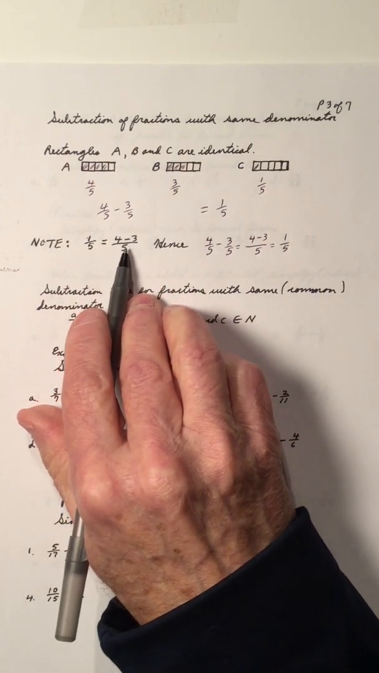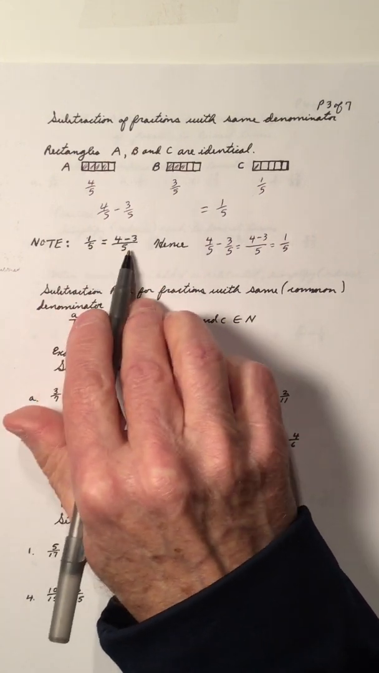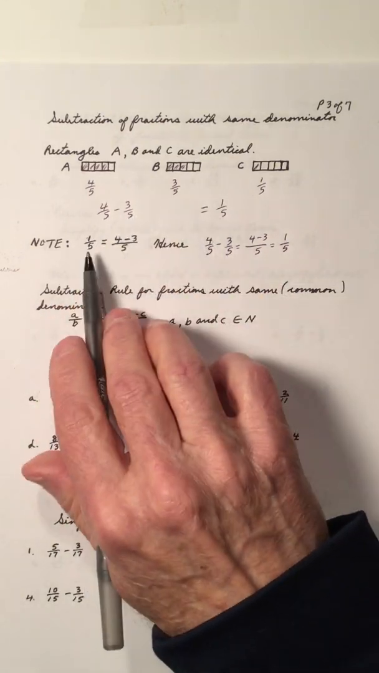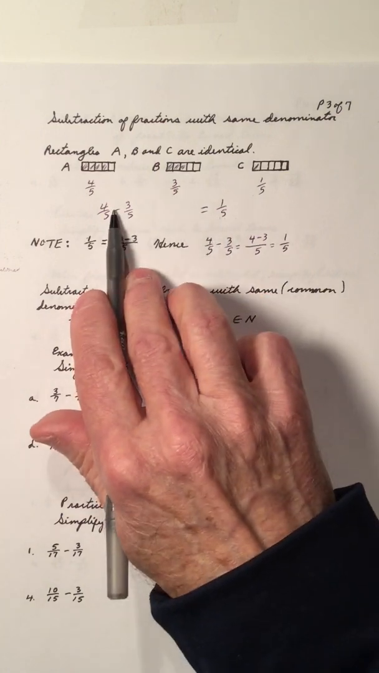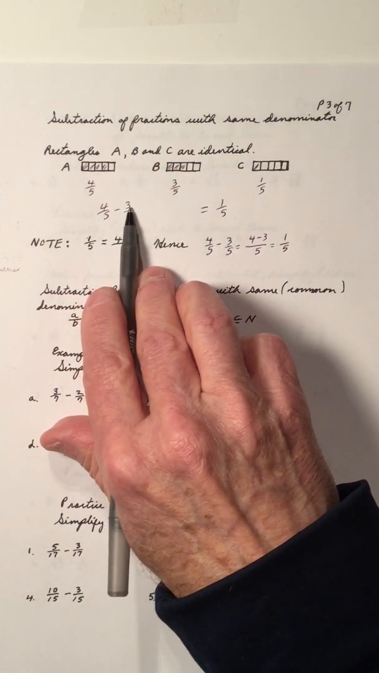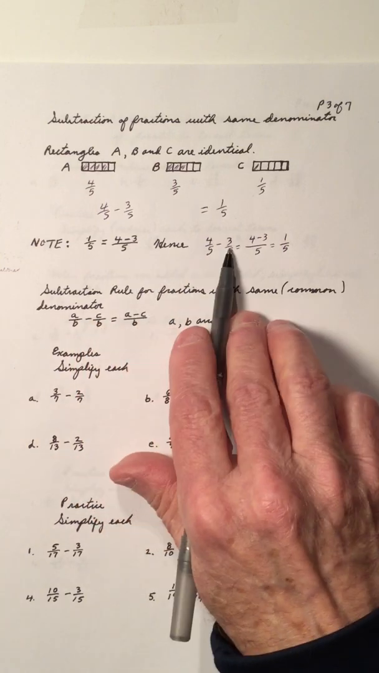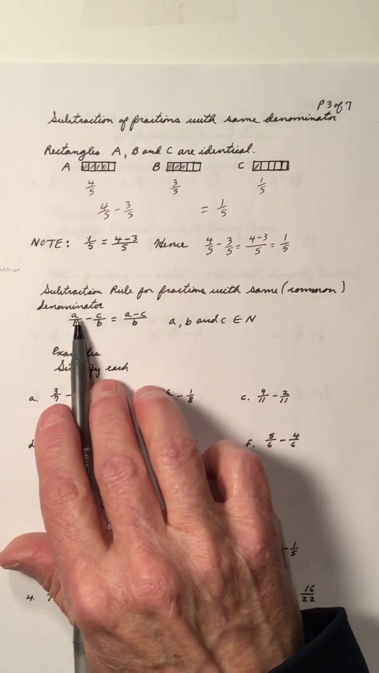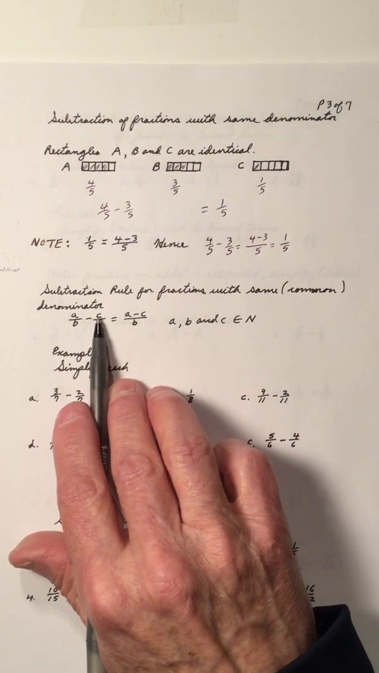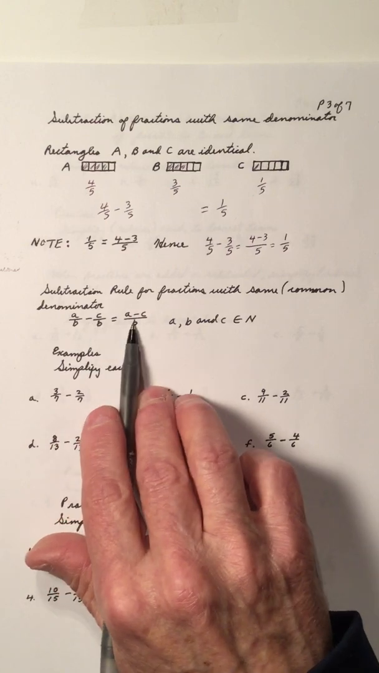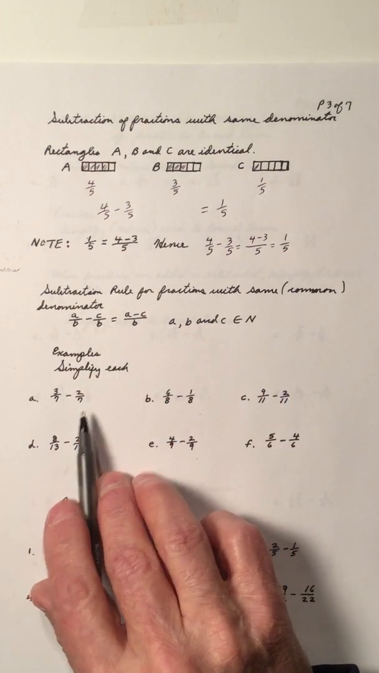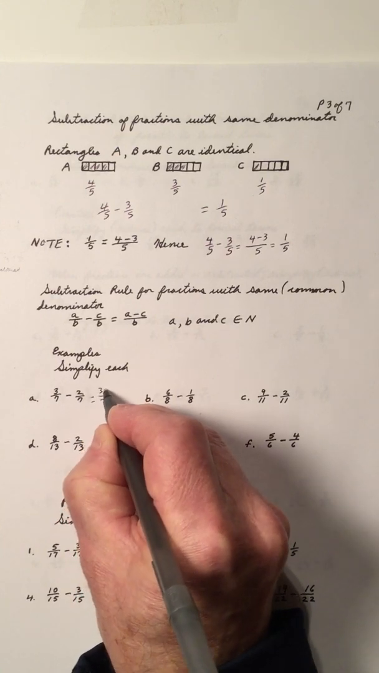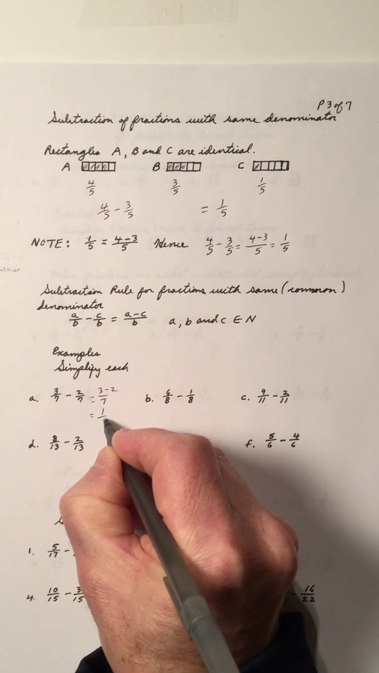Again, 4 minus 3 is 1. We have the two denominators the same, so 4 minus 3 equals 1. So put them all together, 4/5 subtract 3/5 is the same as 4 subtract 3 over 5. So the rule for subtraction of fractions with the same or common denominator: a over b minus c over b is a minus c over b. Again, these are natural numbers. So when we're subtracting, we keep the denominator and subtract the numerators. We get a 1.